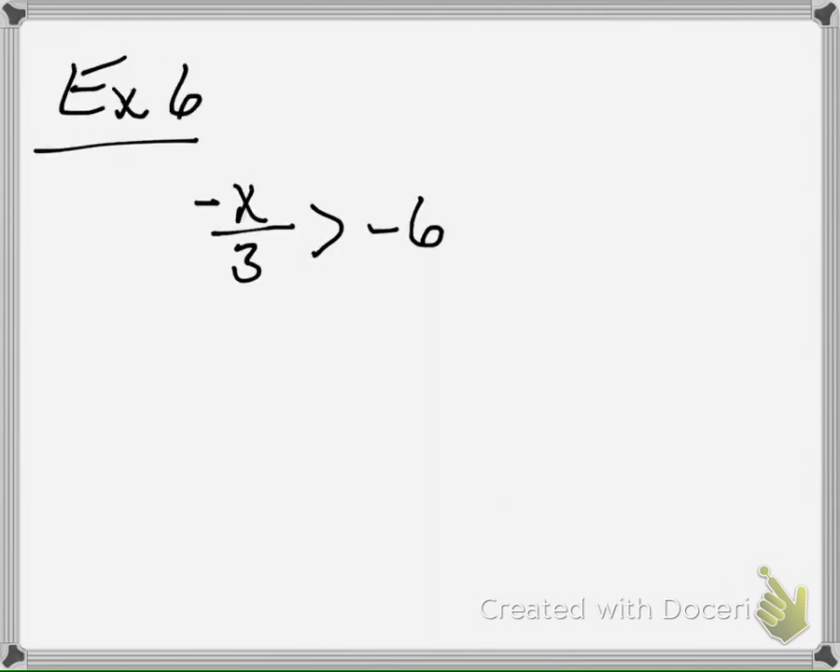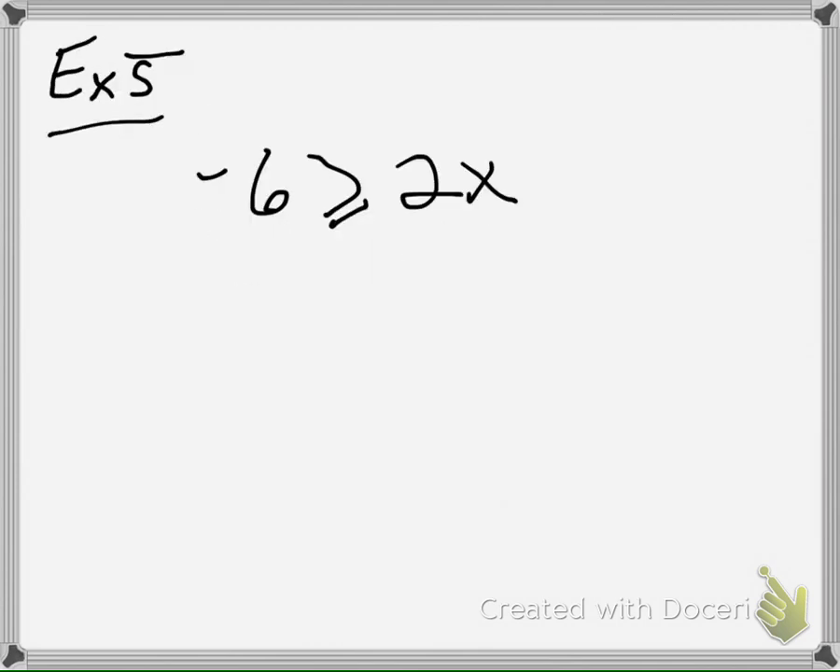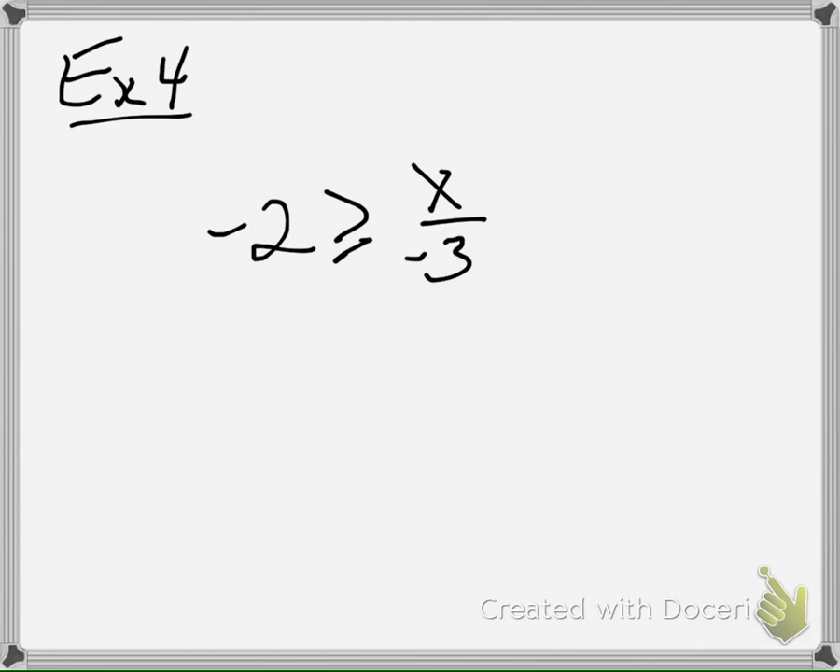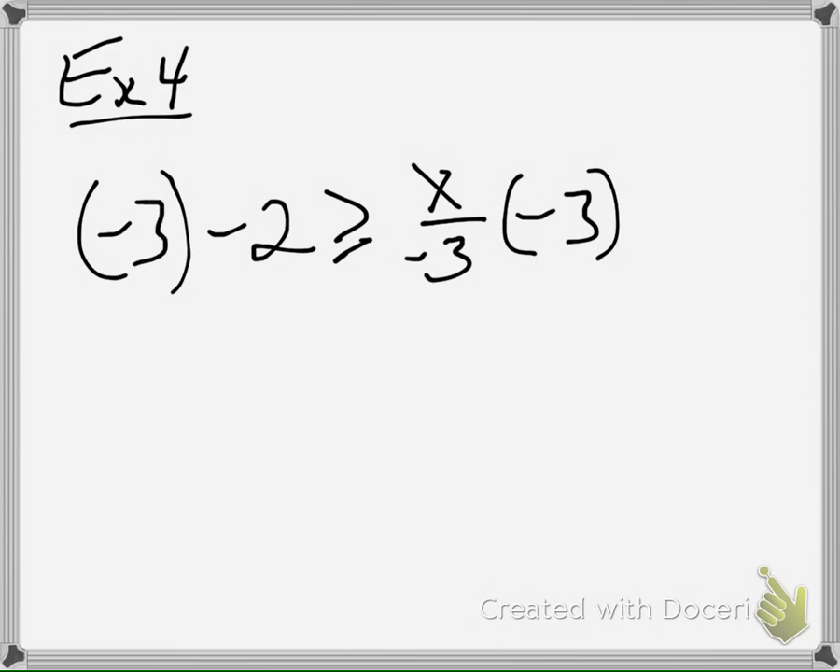Okay, let's do another one of those. All right, so I think I skipped too many. I want to get the x by itself. I've got to multiply both sides here because it's being divided. I'm going to multiply by -3. On the left side, -3 times 2 gives me +6. And on the right side, that cancels.